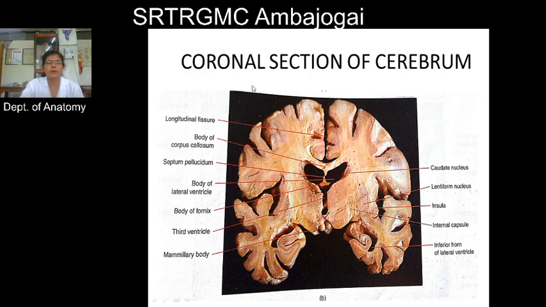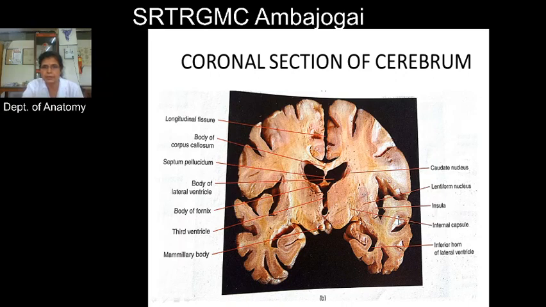This is the photograph of a coronal section. Peripherally there is gray matter, that is the cerebral cortex. The central core is formed by white matter. Then these are the two lateral ventricles separated from each other by this septum pellucidum, which is attached superiorly to the corpus callosum and inferiorly to the fornix, and these two lateral ventricles communicate with the third ventricle which is present between the two thalami through the interventricular foramina.